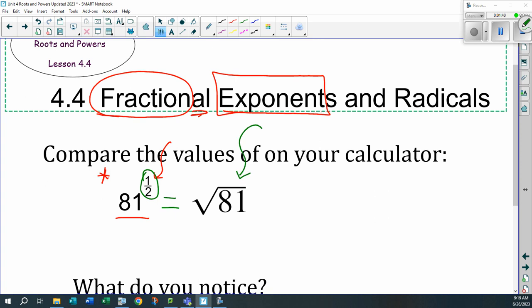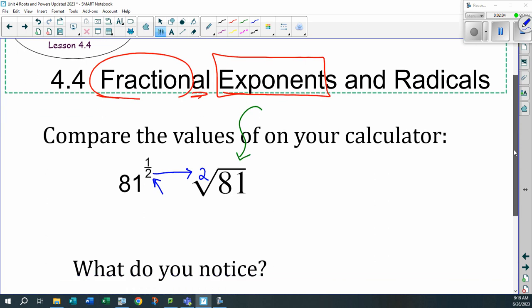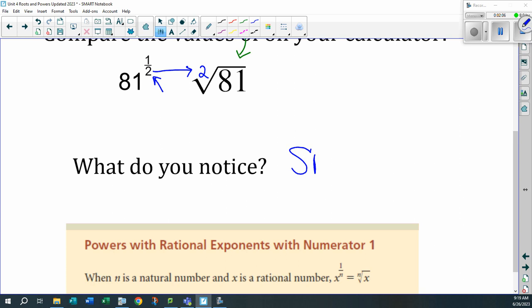But examine this for a second. Let's take a look at this. What does this actually mean? Well, check it out. If you actually write the index in for this radical, you'll see that's what it means. 81 to the 1/2 is the square root of 81. It's the same thing. Oh my goodness. Isn't that incredible? Yes, it is.